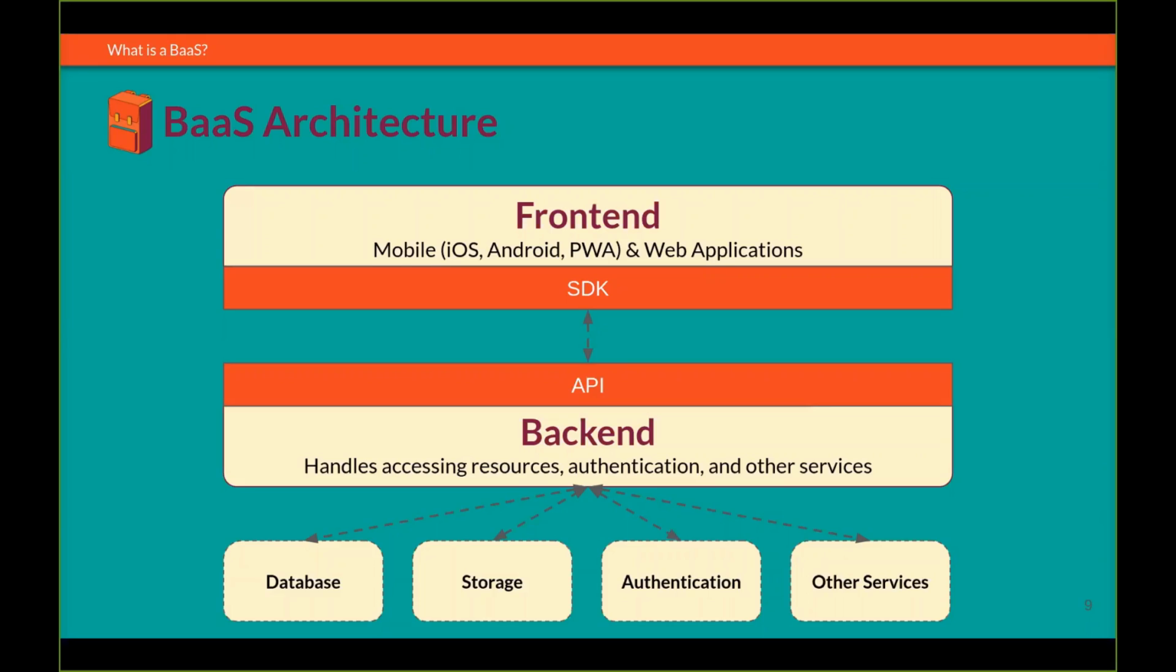Typically, front-end applications communicate with the BaaS using an SDK. That's a software development kit. This can be written in the language of the front-end platform. So in the case of a web application, it would be a JavaScript library. The SDK provides convenience methods for interacting with the back-end API, and it exposes that functionality provided by the database, storage, authentication, or other services.